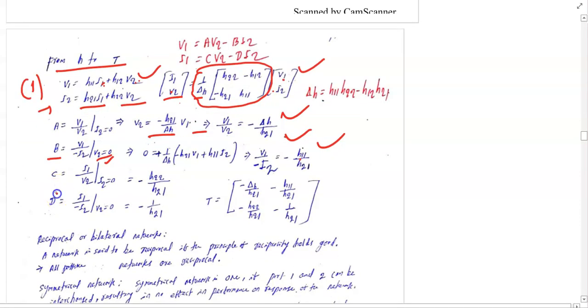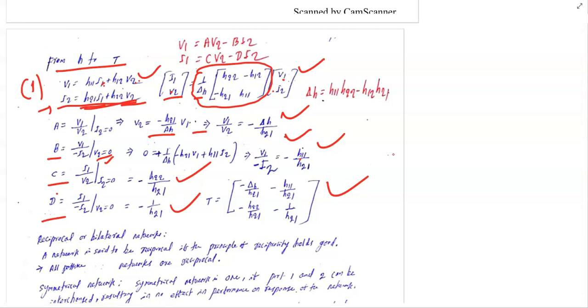Now come to the C. C equals I1 upon V2 when I2 equals 0. Make I2 equal to 0, so you have I1 upon V2 equal to minus H22 upon H21. Similarly, you can go with the D. D is I1 upon minus I2 when V2 equals 0, which gives minus 1 upon H21. So with a systematic approach you can do this.